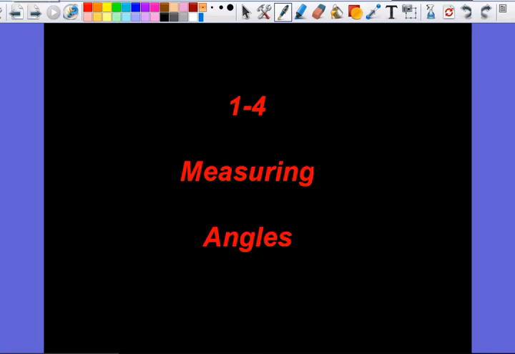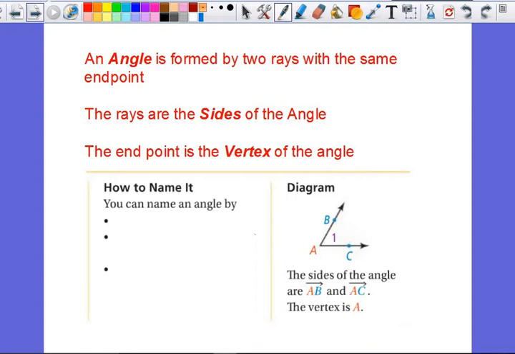All right, for this section, we're going to be doing 1-4. This is measuring angles, all right? So, an angle is formed by two rays with the same endpoint. If you remember from our last section, we talked about a ray going in one direction and then a ray here. That would be what makes an angle, is two rays that share the same endpoint, all right?